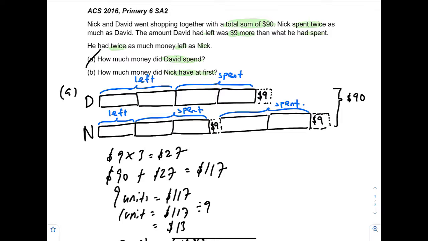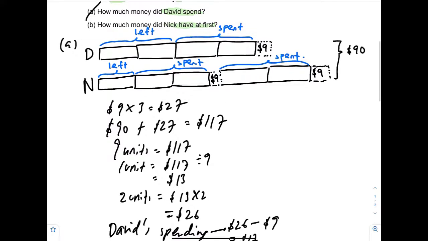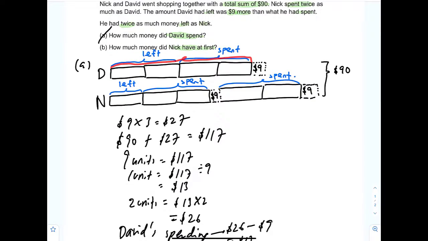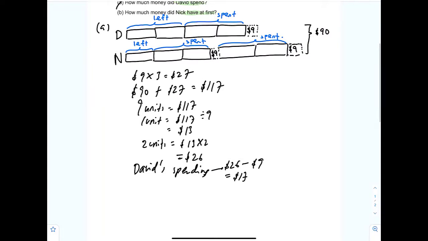Next one, how much money did Nick have at first? To do this, what we can do is to take David's at first, because that is easier to calculate, since we already have his spending. And then take $90 minus David's. Then you can get Nick's at first answer. So for David's at first, you need to take the spending, plus these two boxes here.